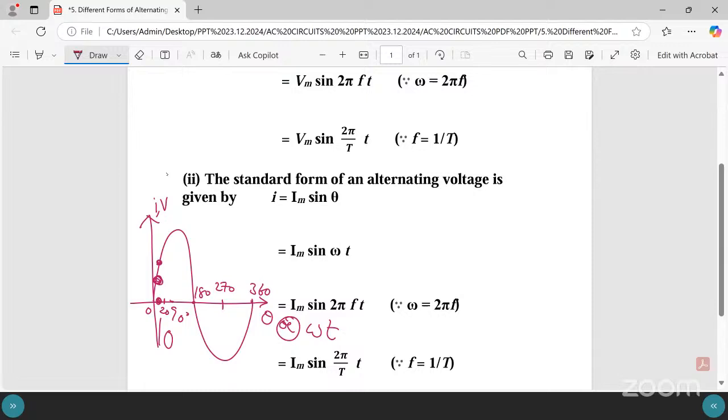So this is the final. I'm asking, what is the standard equation? V is equal to Vm sin theta. If it is current, I is equal to Im sin theta. That is the equation. With respect to the waveform, we got the formulas. This is the waveform.